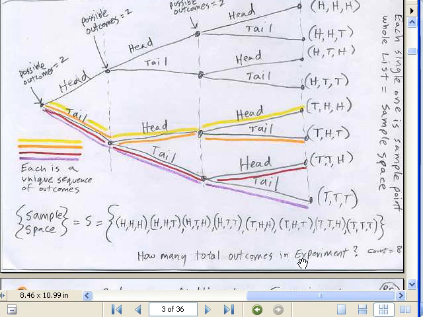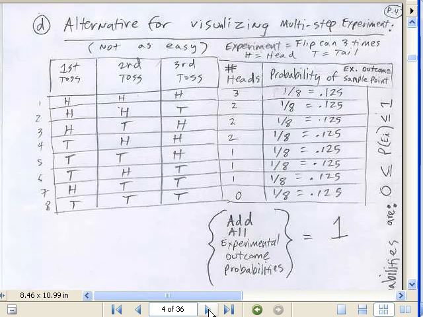But what if we couldn't count them on our fingers? Let's see if I can get this right. Click right there. All right. Before we look at that formula, this is just an alternative for visualizing multi-step experiments. I listed toss 1, 2, 3. And then I just listed them all. Head, head, head, head, head, tail. We'll look at this example later. We'll actually do it in Excel.